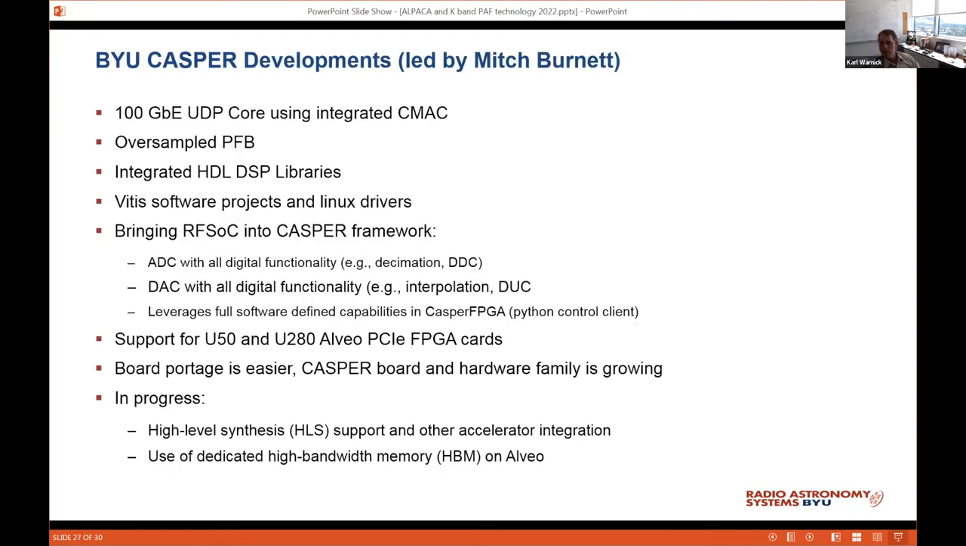Here again, I'm touting Mitch Burnett's work and the collaborators that he's been working with. The RF SoC boards are fully Casperized. They're now in the framework. I have actually other research projects where students are using RF SoCs for radar, communications, naval uplink downlinks, drone tracking, and so forth. And we're using CASPER type hardware and software, and it's become quite flexible. You can see a list of some of the things that Mitch Burnett and his collaborators have brought into the CASPER fold in the last couple of years, support for a lot of different platforms, high level synthesis, where you can more flexibly program Casperized FPGAs, et cetera, et cetera.